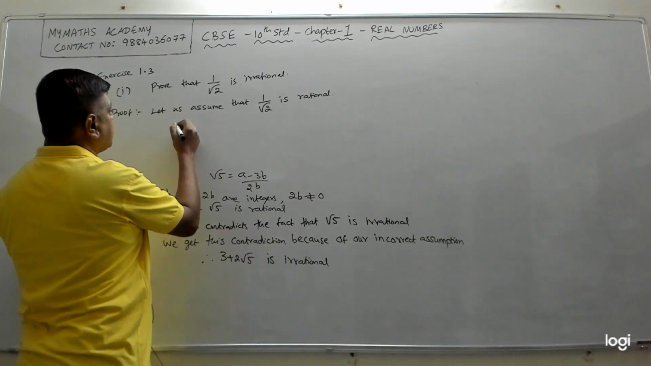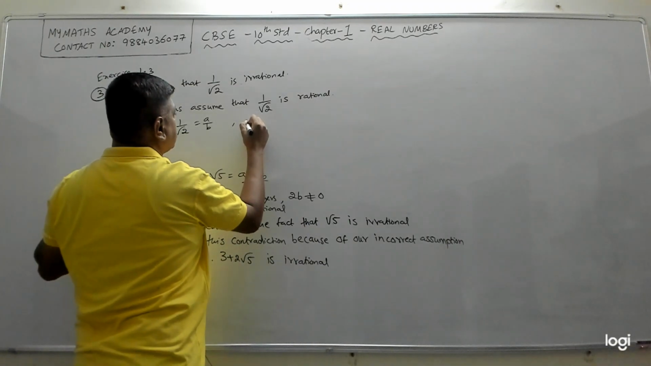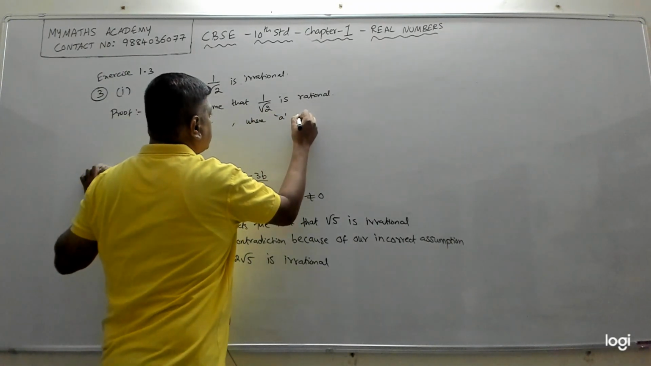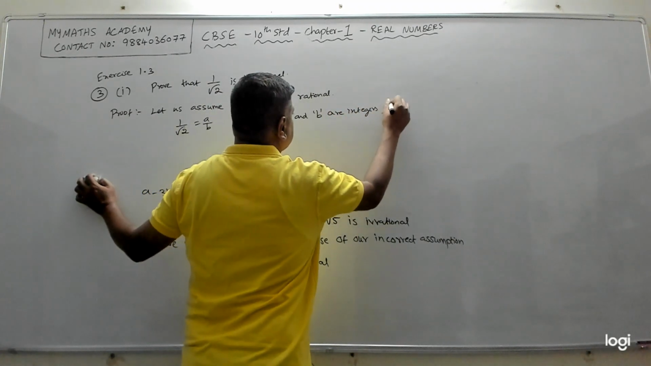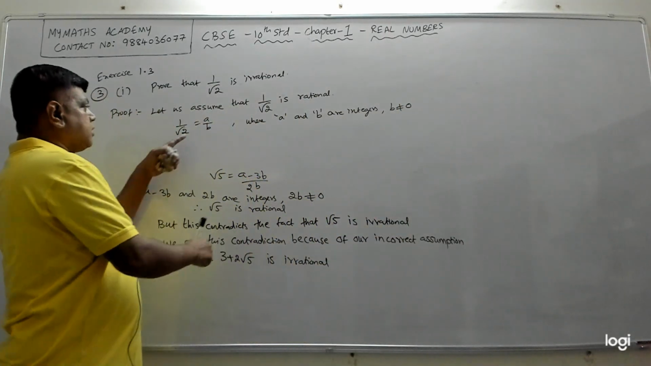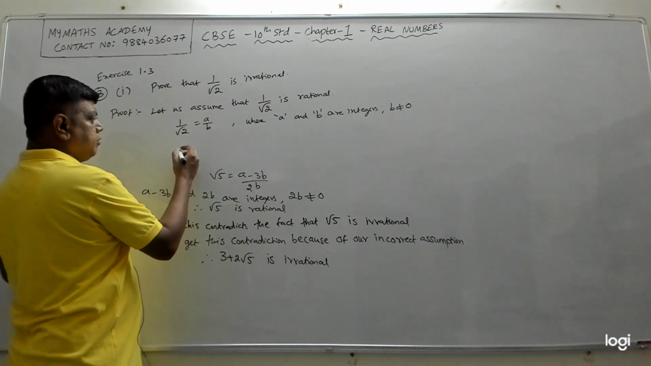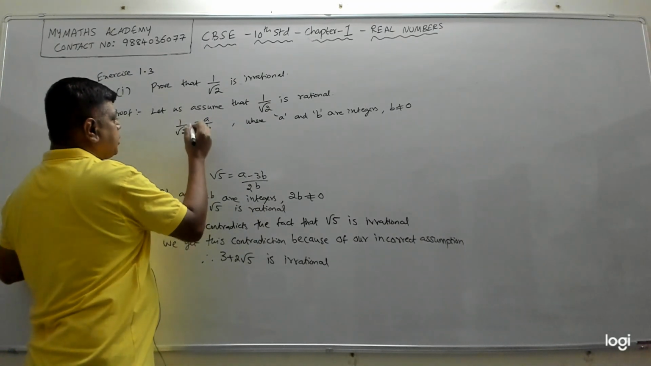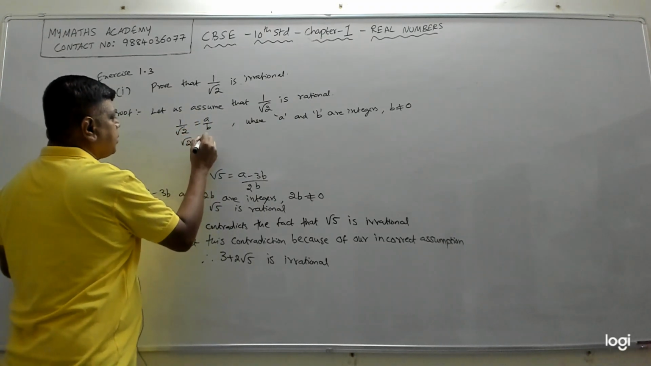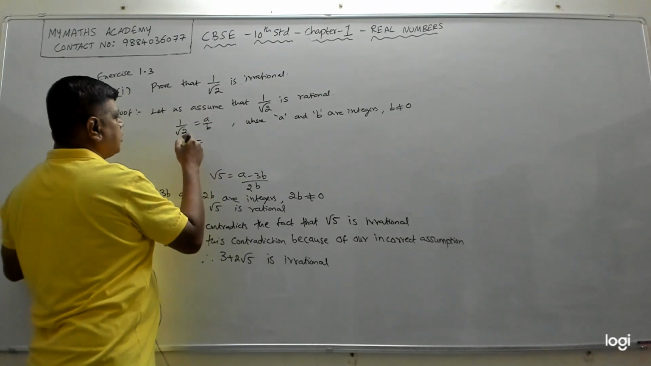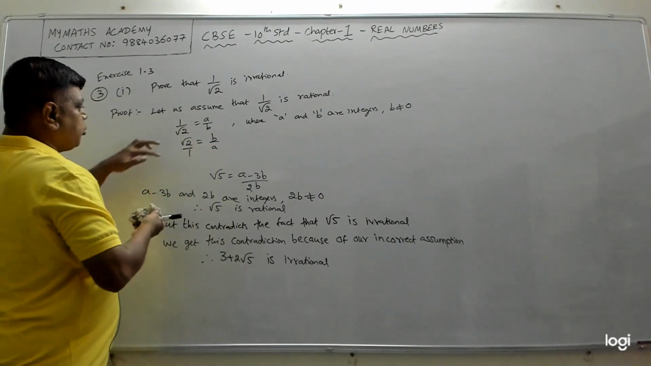We can write 1 by root 2 as some a by b, where a and b are integers and b is not equal to 0. Even a is not equal to 0 because if a is 0 then this will become 0. So 1 by root 2 is equal to a by b. If we cross multiply, root 2 will go here. I will write this as root 2 by 1, then this will become b by a. I'm doing a reciprocal of this.